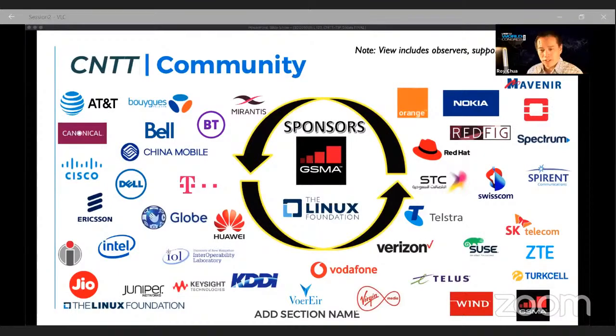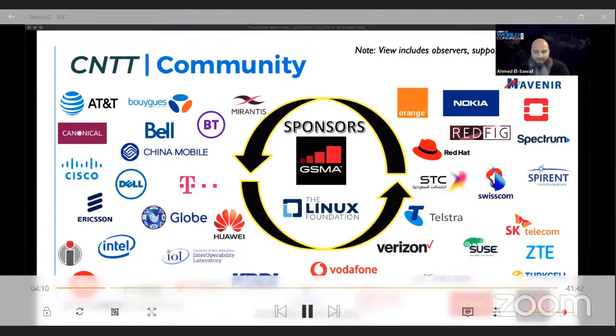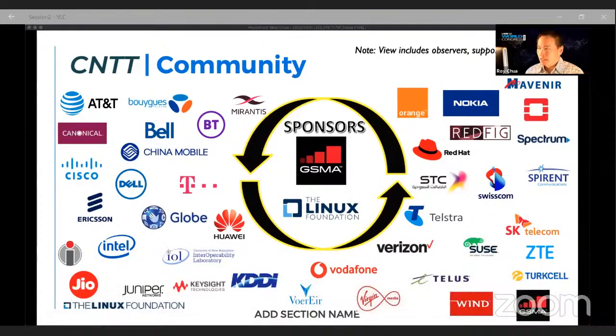And you have a pretty big community as well here, I see, across the board, including the Linux Foundation, GSMA. Yep, excellent. Tom, do you want to add anything to what Ahmed just said?